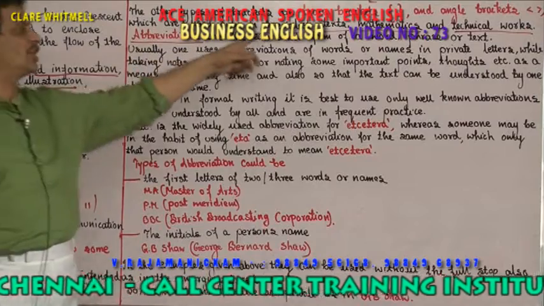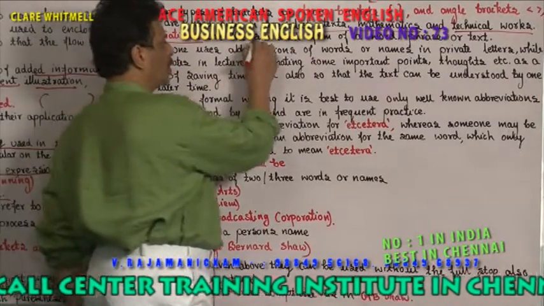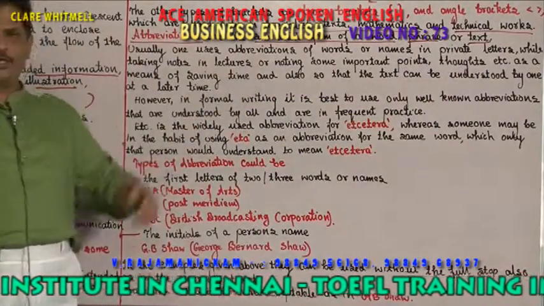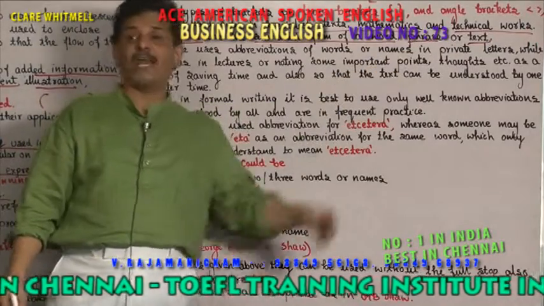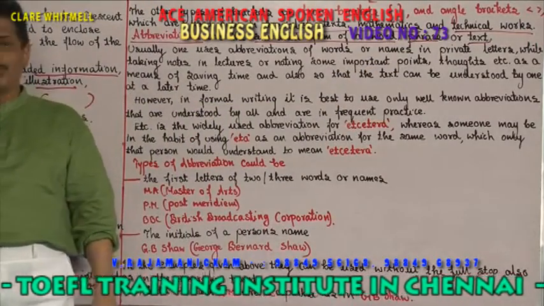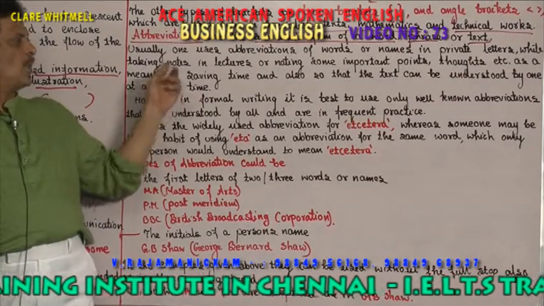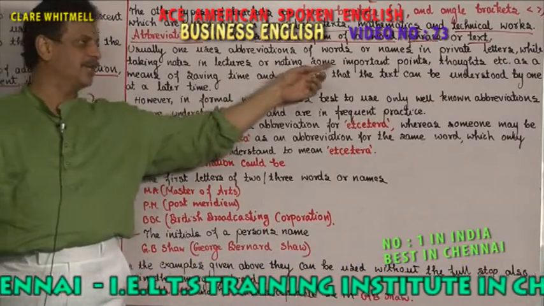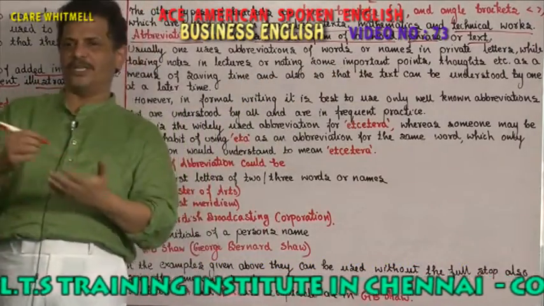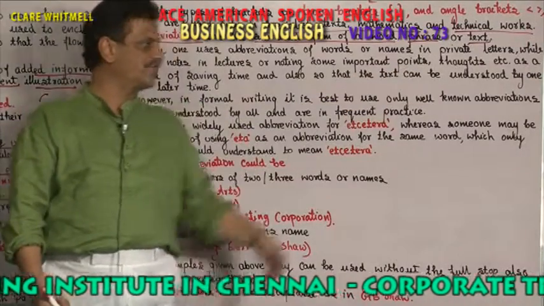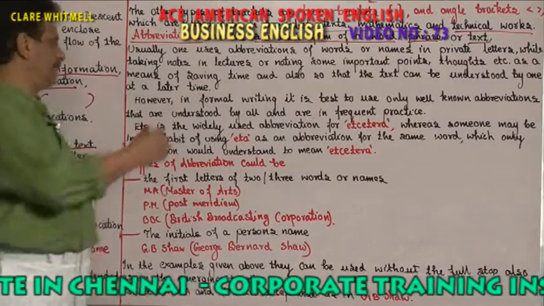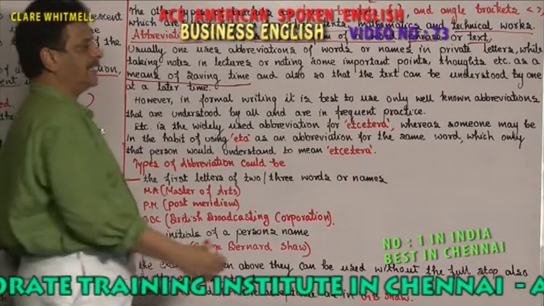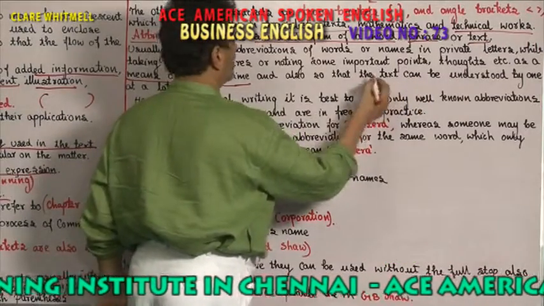So, abbreviation is the shortened form of a word, a phrase or a text. Usually one uses abbreviations of words or names in private letters, while taking notes in lectures. Somebody is taking classes, and you are noting some important points. When you are noting important points, abbreviations are used as a means of saving time, and also so that the text can be understood by one at a later time.